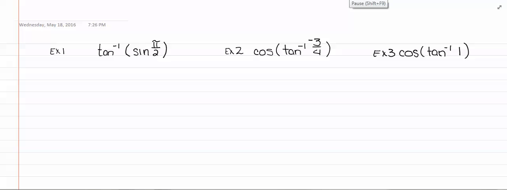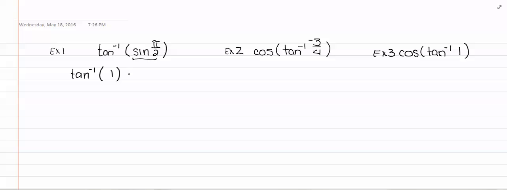Here we have three examples of composite functions that are trig functions. In the first example, working inside parentheses first, we're looking for the ratio sine of pi over 2. It's one of our special angles. So sine of pi over 2 happens to be positive 1.